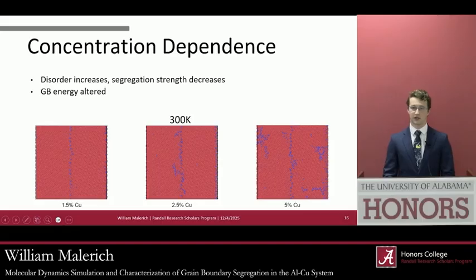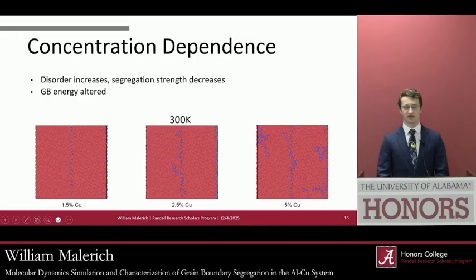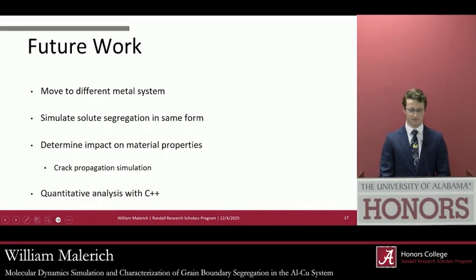And so for concentration dependence, we saw that as the concentration increased, the segregation strength decreased. And the likely reason for this is because as the copper atoms segregate to the grain boundary, they change those parameters in the stress fields that were actually forcing the segregation in the first place, which decreases the strength.